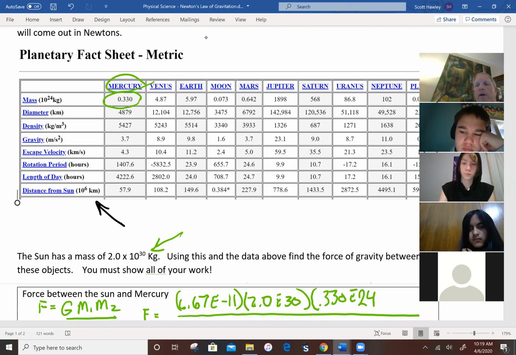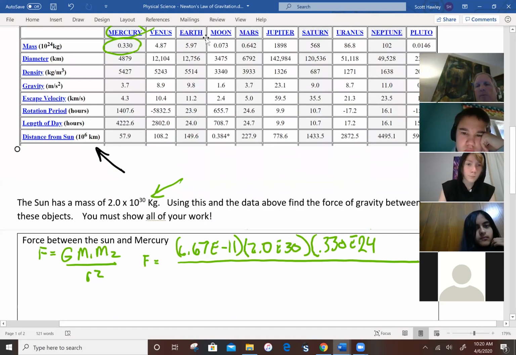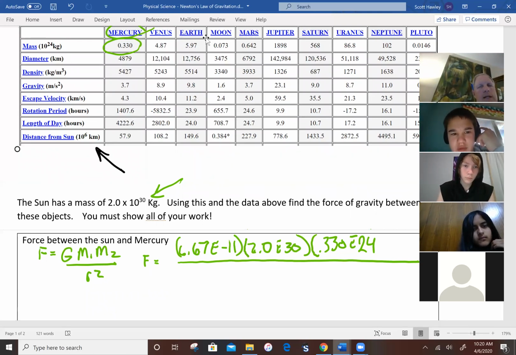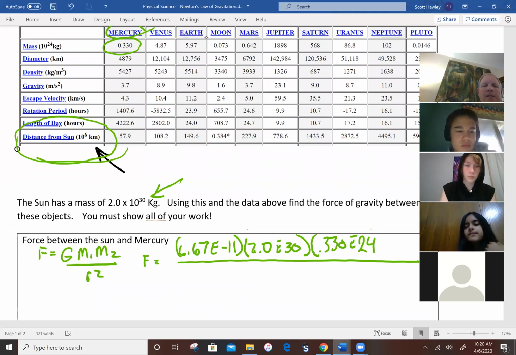Okay, now what goes on the bottom, everybody? What is this thing right there? That R, what is that R? The universal? No, not the universal. Radius. Distance between. Yeah, Isaac Newton said it was the radius at first. It's the distance between the two masses. Okay, so look right here, the distance from the sun, because what we're talking about is the force between the sun and Mercury.